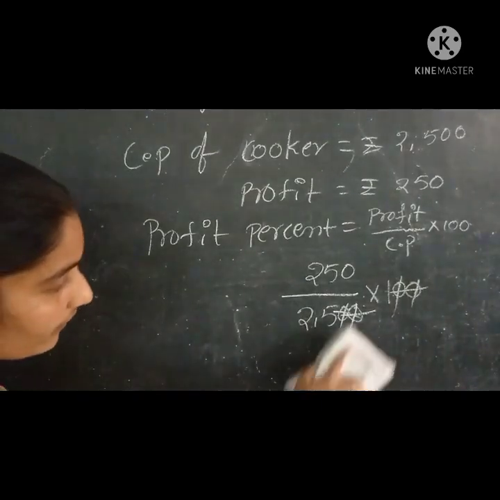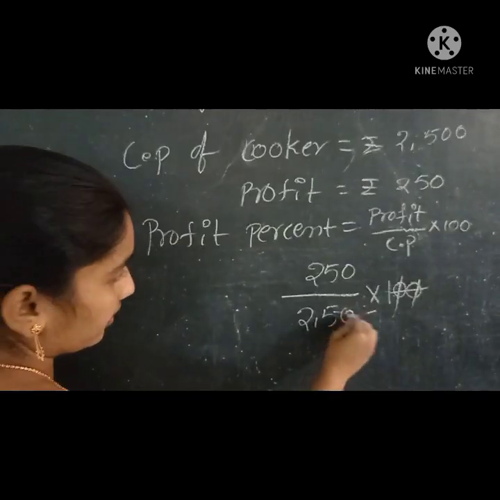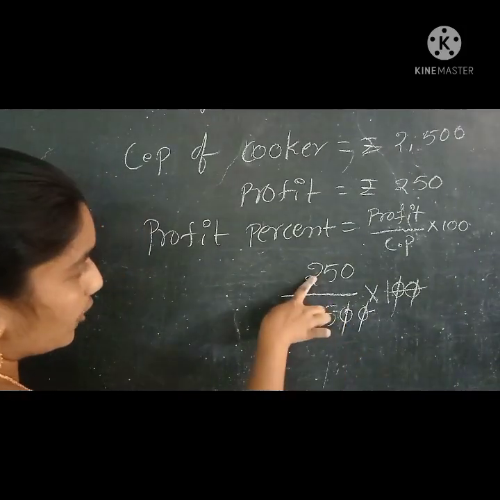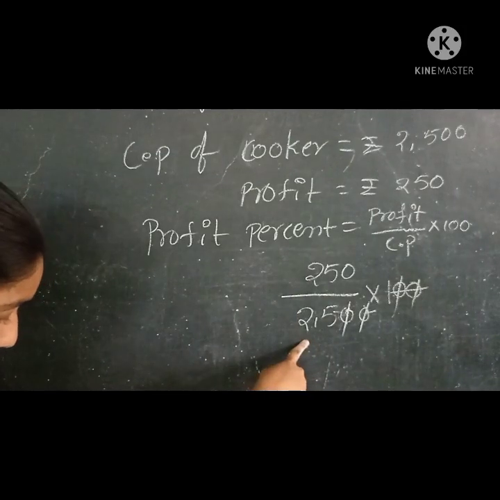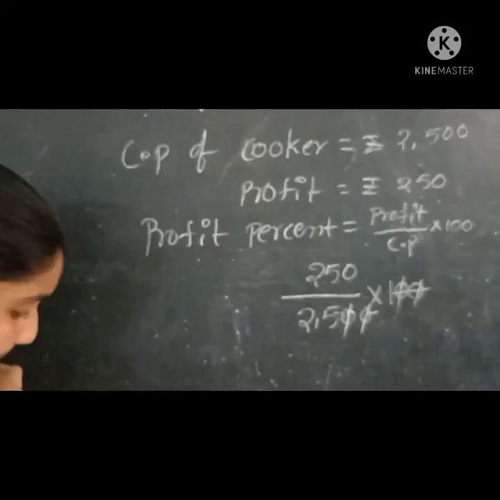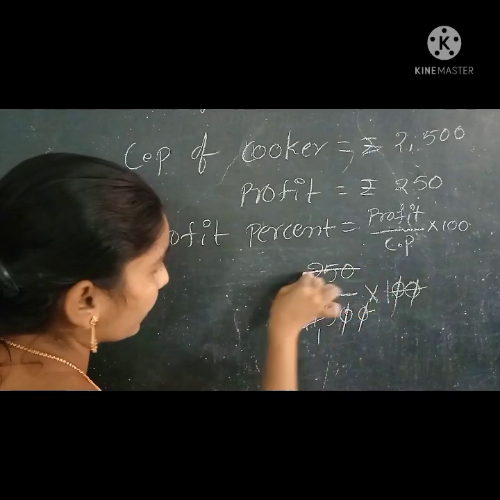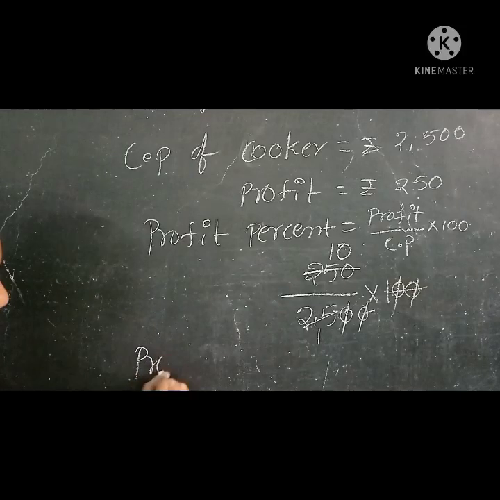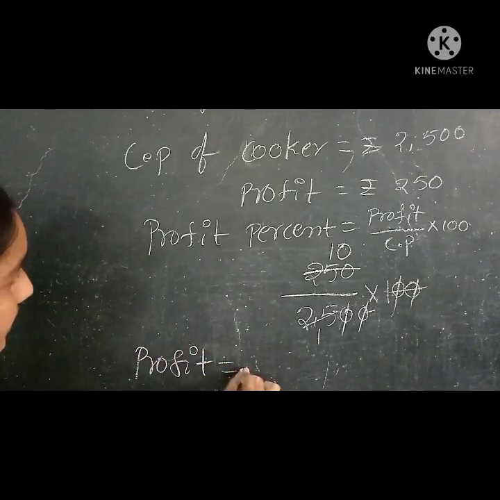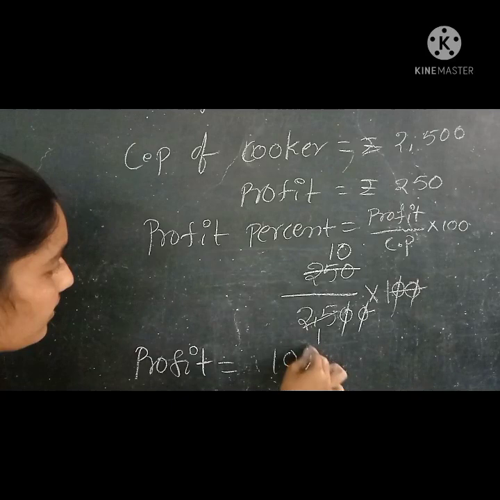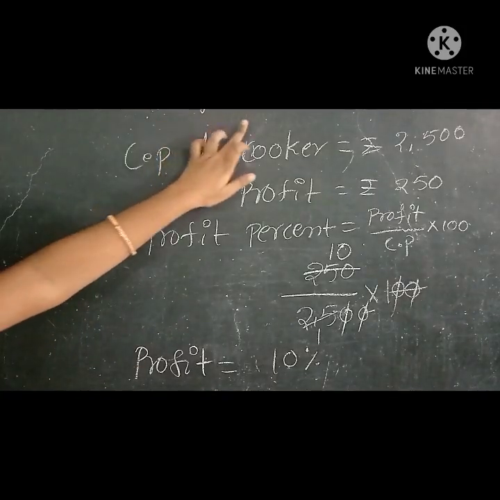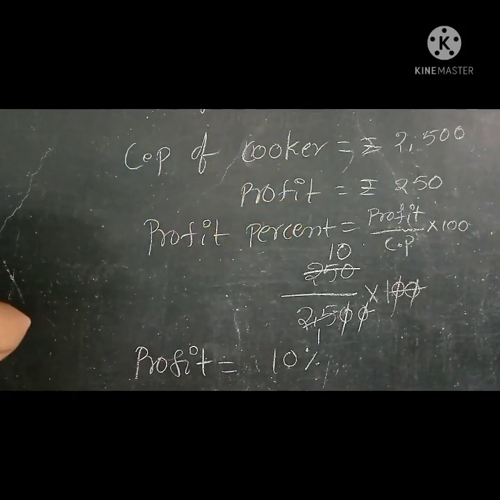Okay now, next. 250 by 25. 25 ones are 25, 10s are 250 rupees. So profit percent is equal to 10%. What is the profit percent? 10%. Did you understand? So selling price of the cooker is equal to 2750 rupees.